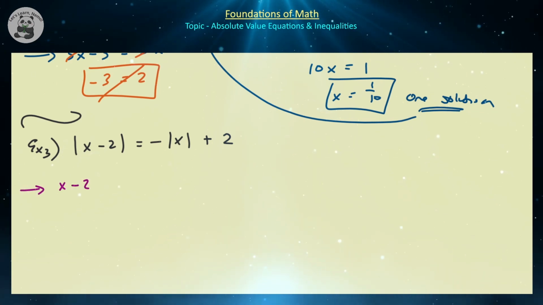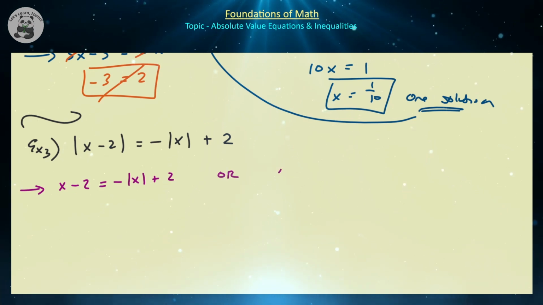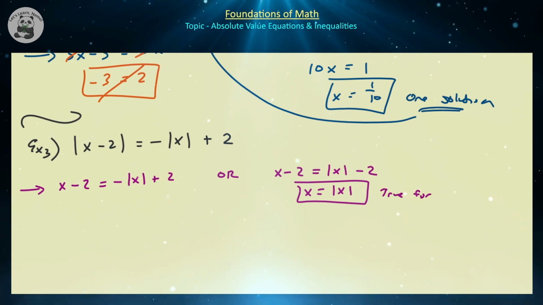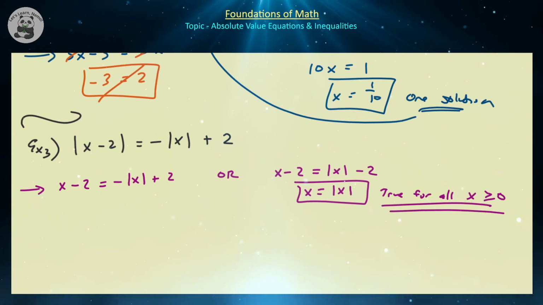So x minus 2 is going to be equal to the right-hand side, or x minus 2 is equal to the opposite of the right-hand side, right? So obviously we're going to have x is equal to the absolute value of x here. There's infinitely many solutions to this because we know that this is true for all x greater than or equal to 0. In particular, x is equal to 0 is one of them.